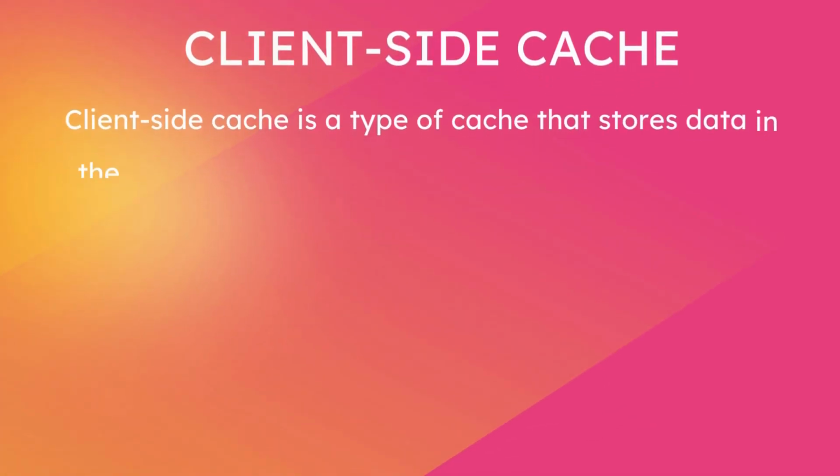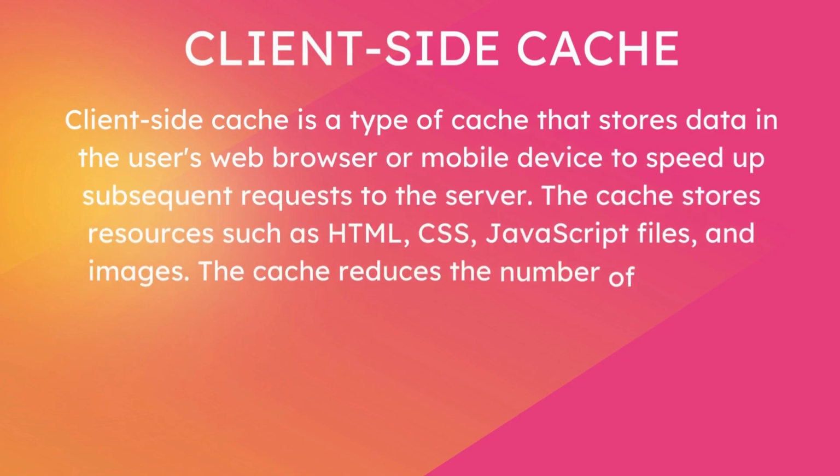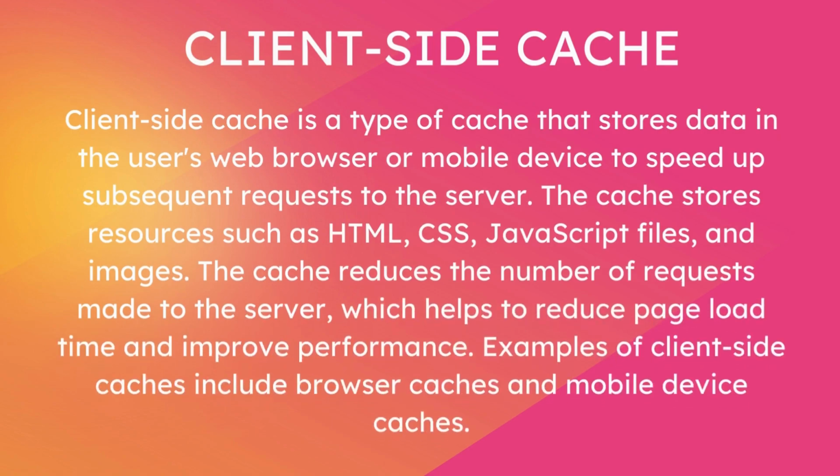The first one we are going to talk about is client-side cache. Client-side cache is a type of cache that stores data in the user's web browser or mobile device to speed up subsequent requests to the server. The cache stores resources such as HTML, CSS, JavaScript files, and images. The cache reduces the number of requests made to the server as well, which helps to reduce the page load time and improve the performance. For example, client-side cache includes browser cache, mobile device caches, and so on.